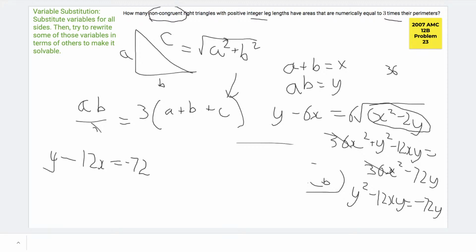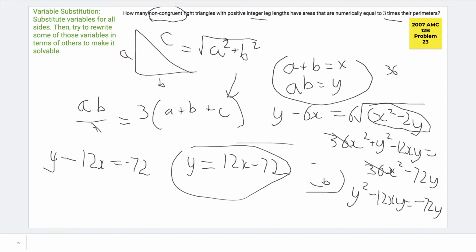And now, this seems a lot more solvable. Let's just isolate the y and keep it on one side. If you do that, you add 12x to both sides and get y equals 12x minus 72. And this seems a lot cleaner. So let's substitute these substitutions that we made back into the equation.